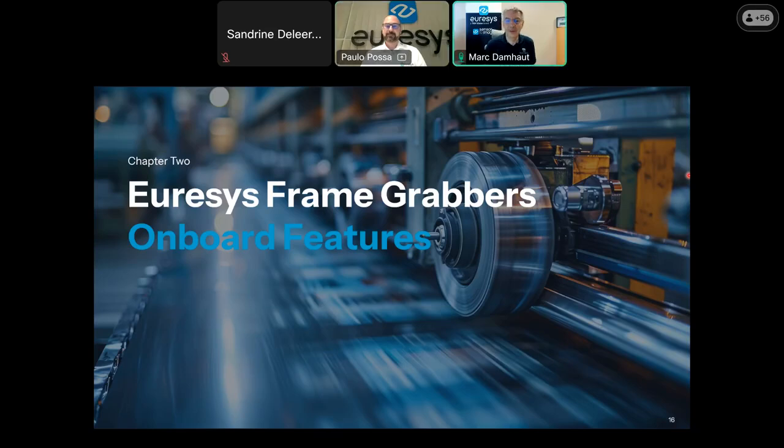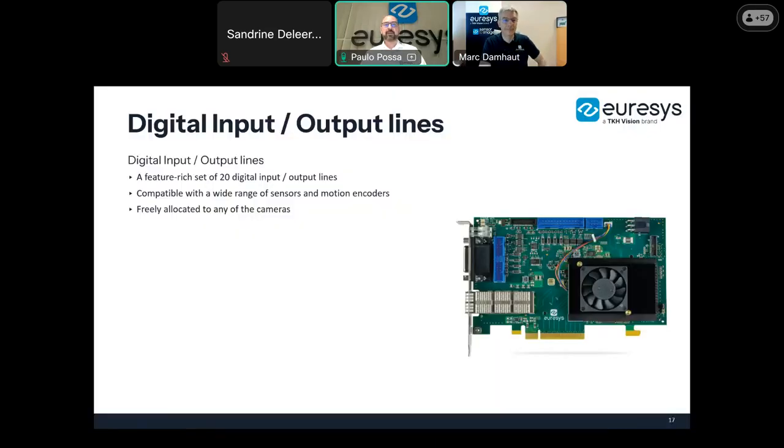Okay, thank you, Paulo. Anyway, it's up to you again for the rest of the presentation. Okay, thank you, Marc. So now some general onboard features of the Coaxlink frame grabbers. One important feature for machine vision applications is the digital inputs and outputs available on the frame grabber to interface with the machine itself. Our frame grabbers have a very rich set of inputs and outputs that are compatible with a wide range of sensors and motion encoders.